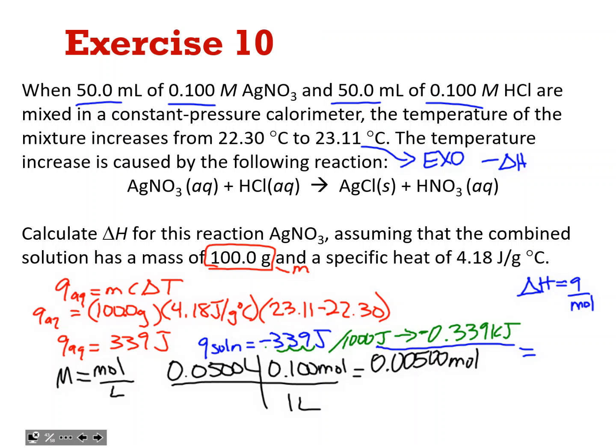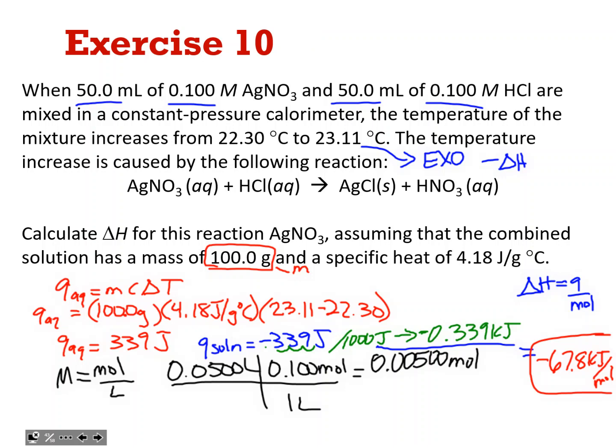What do we get? So we're dividing the 0.339 by the moles, and we end up with negative 67.8 kilojoules per mole. Although, I guess you don't have to write it like that. That looks weird. So this is for every mole reacted, you're going to produce negative 67.8, or release that amount of energy to the surroundings.